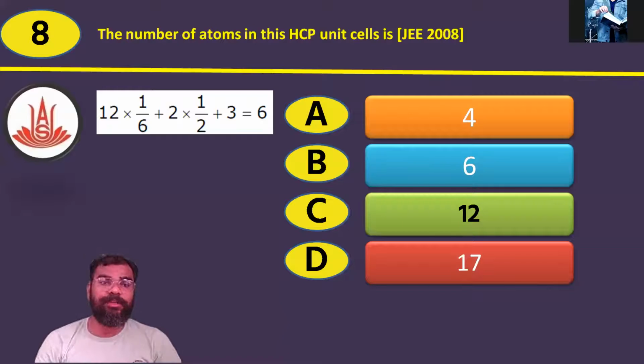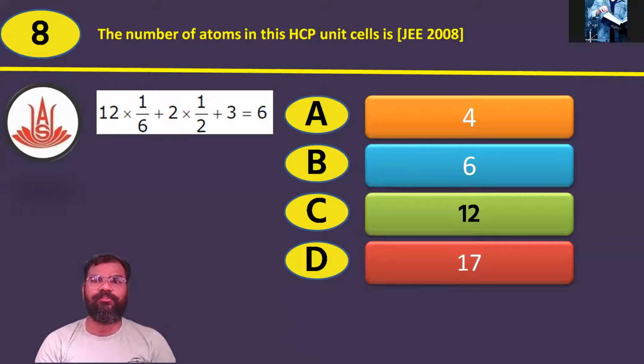Question number 8. The number of atoms in the HCP unit cell is, JEE 2008, they have asked this question. There are four options: 4, 6, 12 and 17. When an HCP structure is there, how to calculate the number of atoms in it? 12 atoms are there.